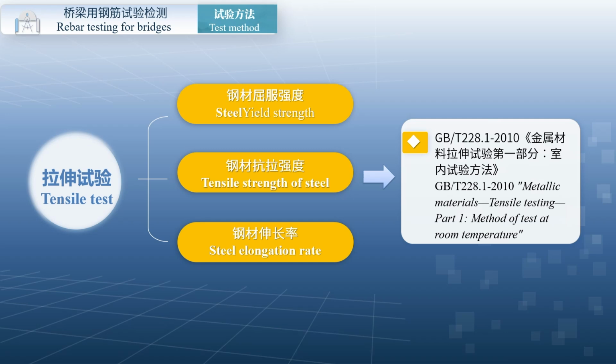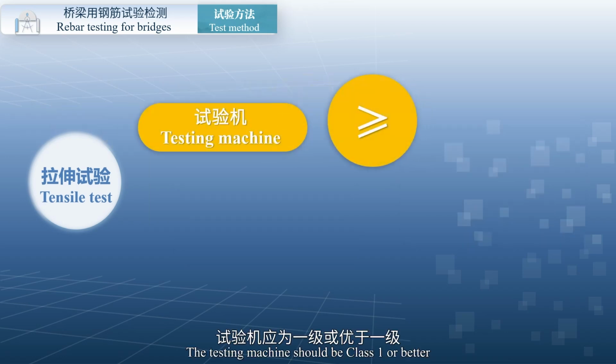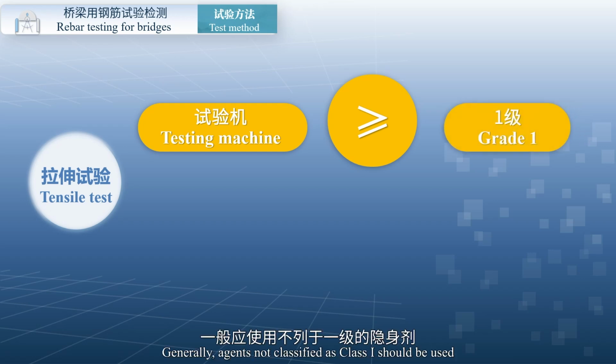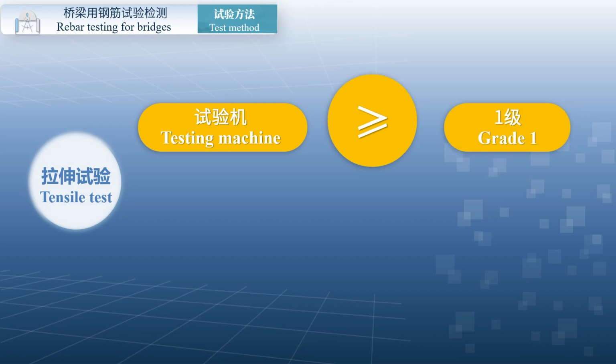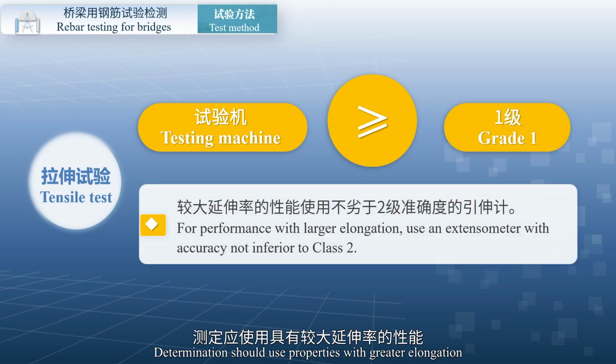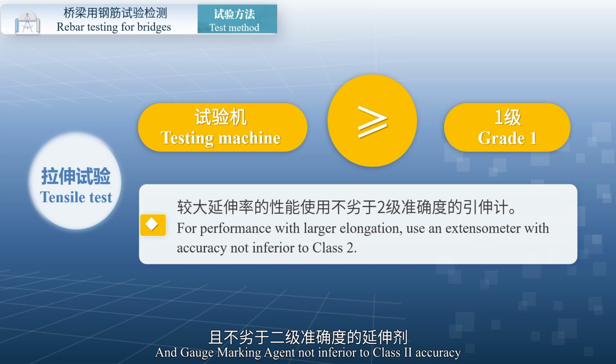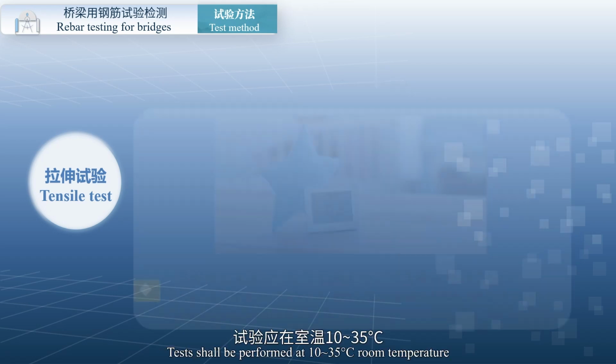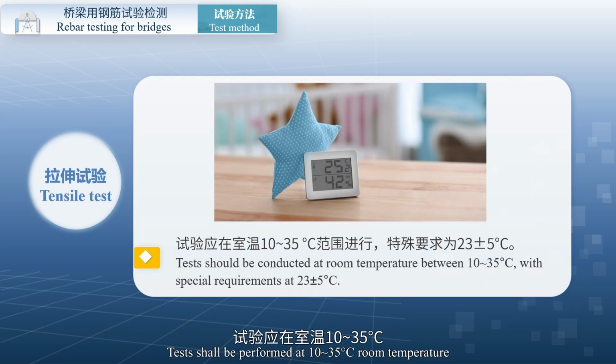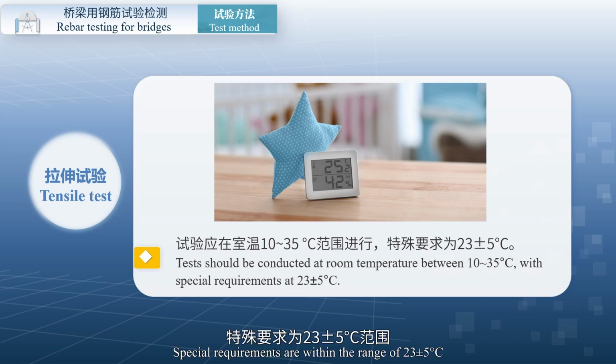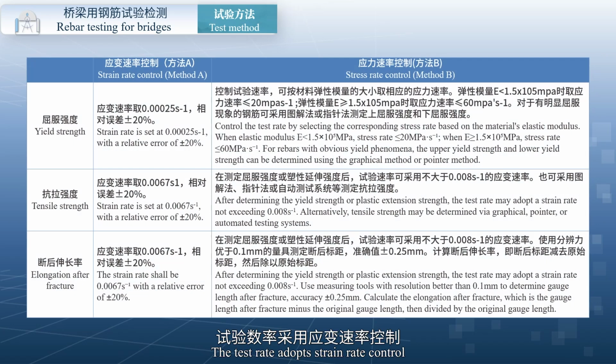Tensile tests shall follow Tensile Testing of Metallic Materials, Part 1, conducted via laboratory test methods. The testing machine should be Class 1 or better. Generally, machines not classified as Class 1 should not be used. Determination of elongation should use an extensometer, and the gauge marking device should be not inferior to Class 2 accuracy. Tests shall be performed at room temperature within the range of 10 to 35 degrees Celsius. Special requirements are within the range of 23 plus or minus 5 degrees Celsius. The test rate adopts strain rate control or stress rate control.